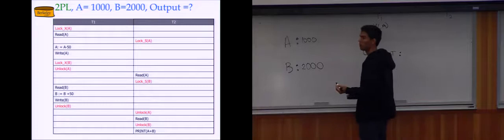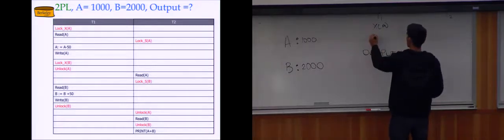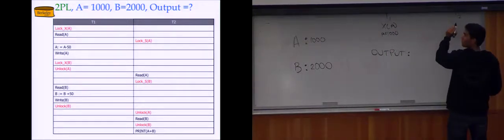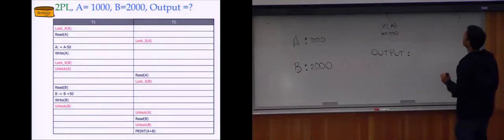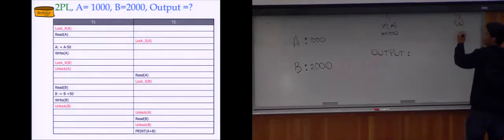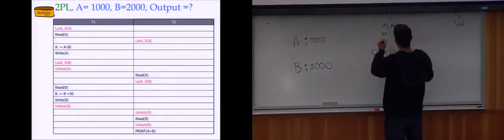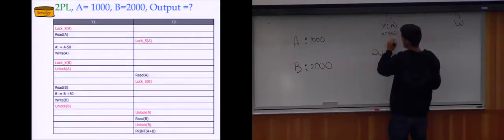And it reads A, so it gets 1,000. T2 requests a shared lock on A, but does not get it yet. So it's waiting, right, for that shared lock on A. So it's just waiting. Nice. It's spinning its wheels, doing nothing. Meanwhile, we've got to decrement 50 from A at T1. We are going to write A back to the database.